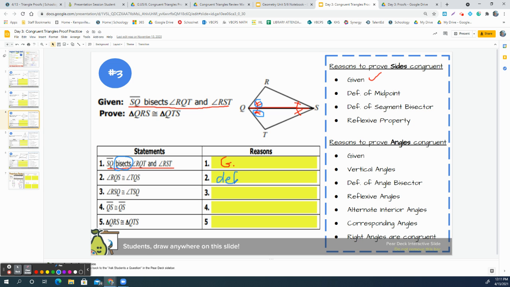Absolutely. So I can put definition of angle bisector. Definition of an angle bisector. That's what I'm told here, so that's what I use down here. Right? And I'm going to use that twice because this is also definition of an angle bisector because the top of S and the bottom of S are both the same as well. Okay? So that's definition of an angle bisector. We're just learning the vocabulary and then using it as the so what.